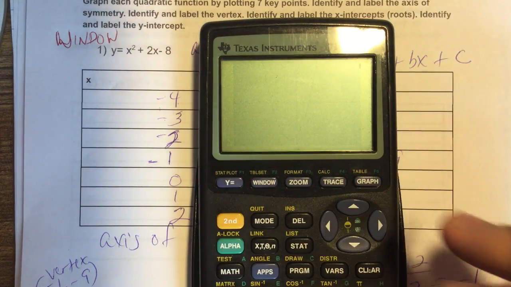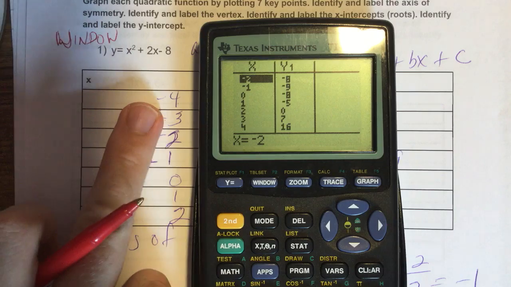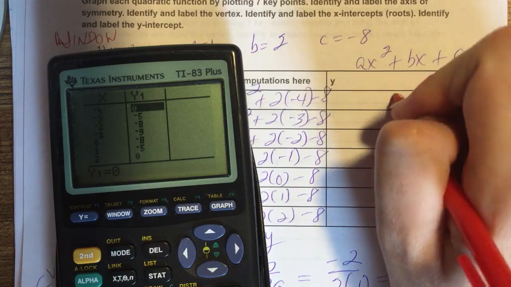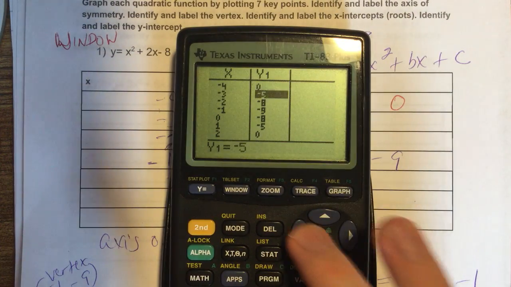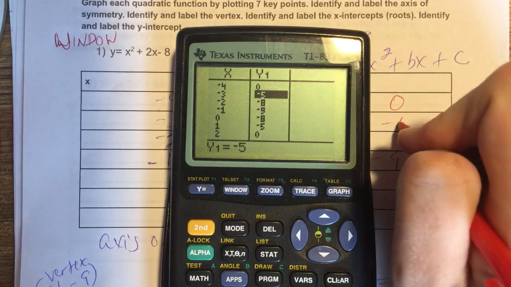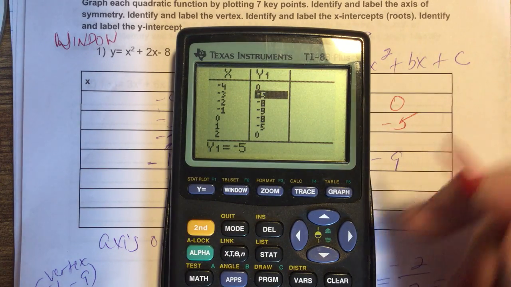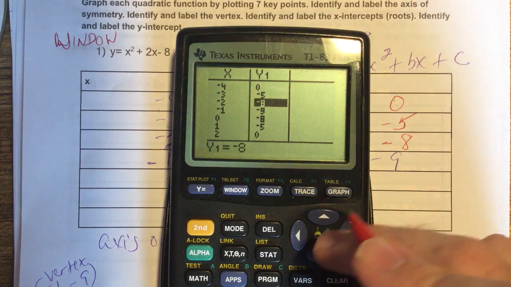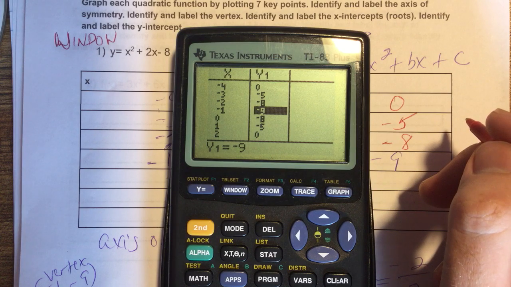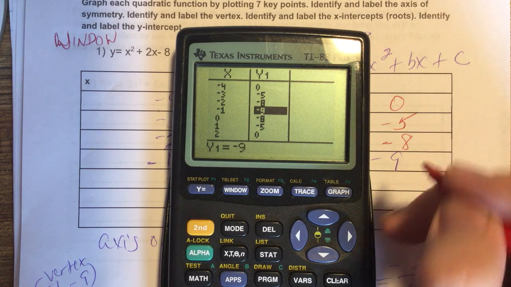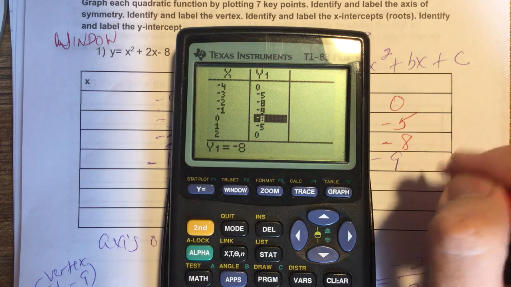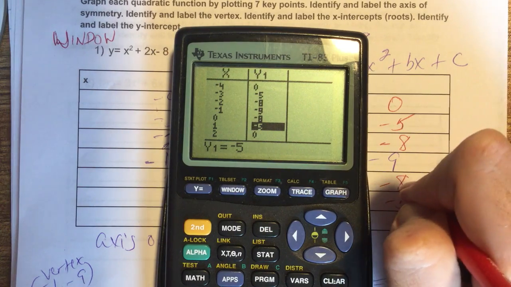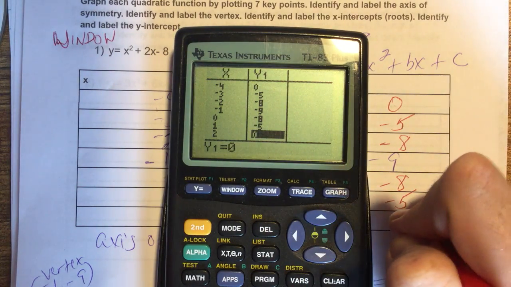And then I could go to second graph to find the table of values. I want to find x is negative 4. The y value that corresponds is 0. When x is negative 3, the y value that corresponds is a negative 5. When x is negative 2, the y value corresponding is a negative 8. When x is negative 1, y is negative 9. That's your vertex, your turning point. When x is 0, y comes out to be a negative 8. When x is 1, y comes out to be a negative 5. When x is 2, y comes out to be a 0.